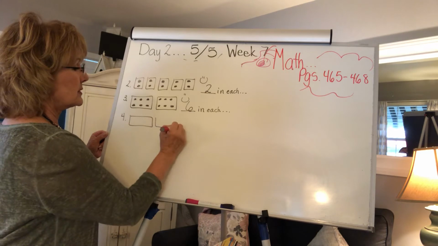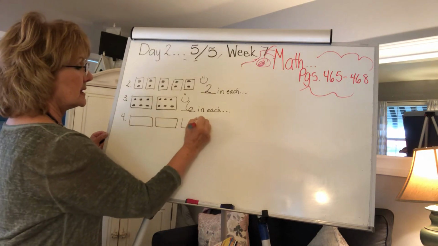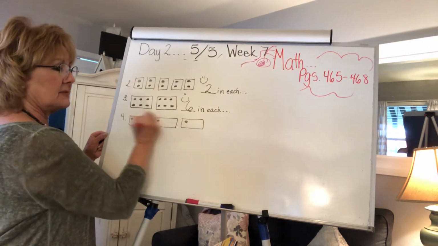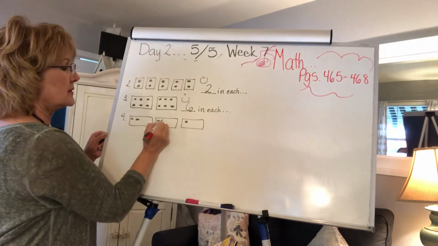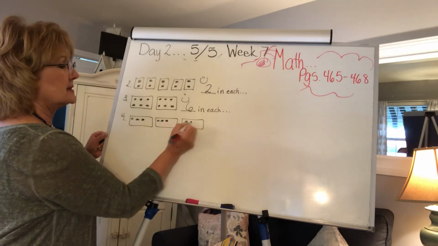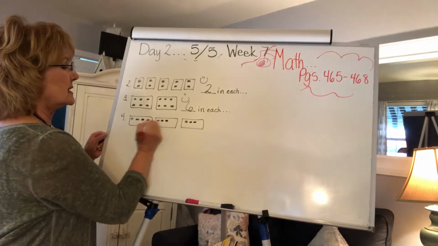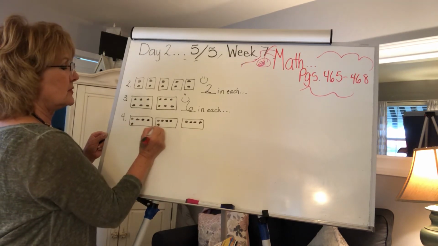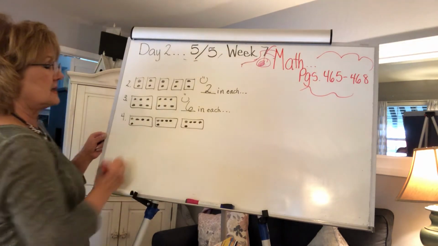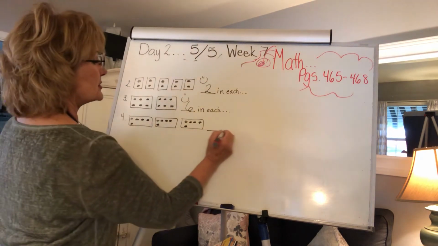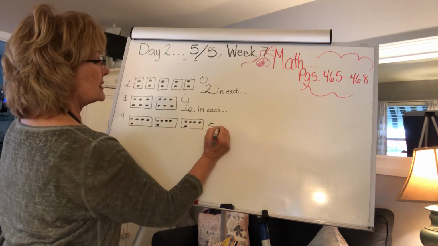Okay, number 4 says divide 15 amongst 3. So 3 groups get 15. 1, 2, 3. You've got to keep dividing it up. 4, 5, 6, 7, 8, 9, 10, 11, 12, 13, 14, 15. Is that what you got? Good. So there should have been 5 in each.